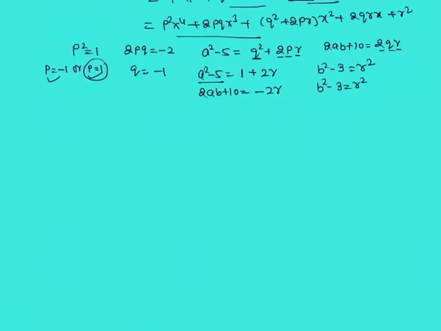Okay, a square will be 6 plus 2r. b square will be r square plus 3. And ab will be (minus 10 minus 2r) divided by 2.